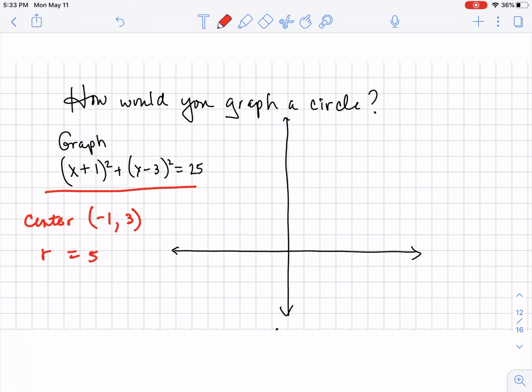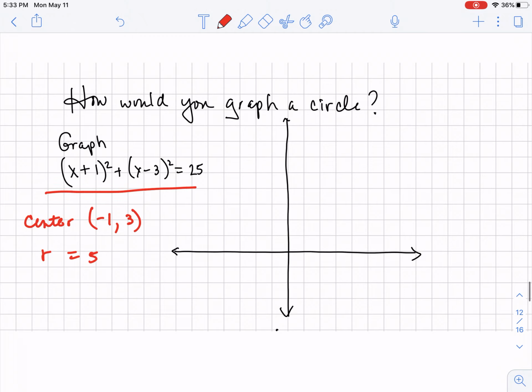So here's how you want to graph this. You want to just plot the center, which is (-1, 3), which is this point right here. And because the radius is 5, I'm going to have you go up 1, 2, 3, 4, 5. I'm going to have you go down 1, 2, 3, 4, 5. I'm going to have you go right 1, 2, 3, 4, 5. And I'm going to have you go left 1, 2, 3, 4, 5. All right, so just those 4 points from the center.